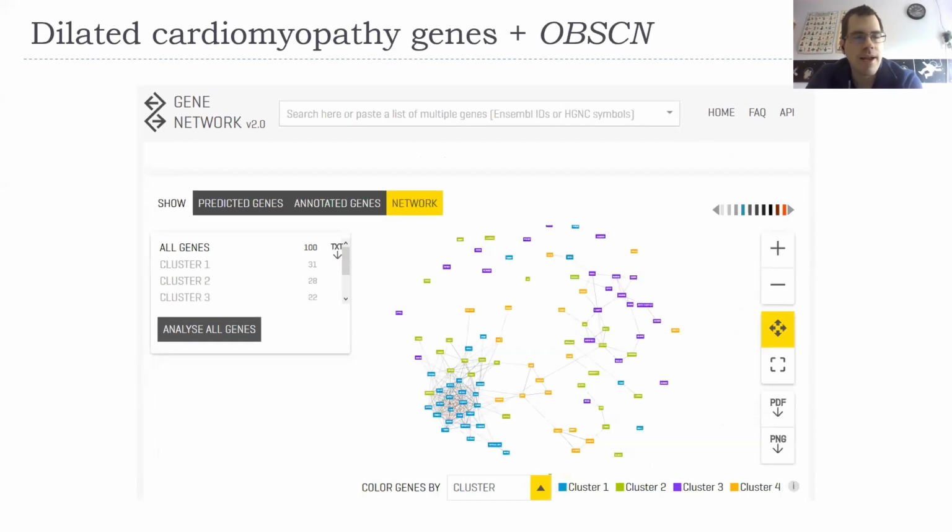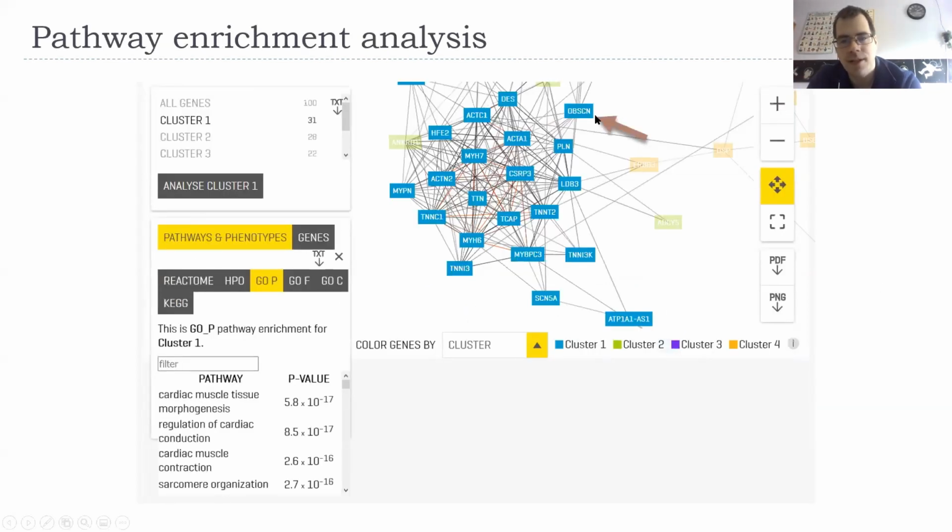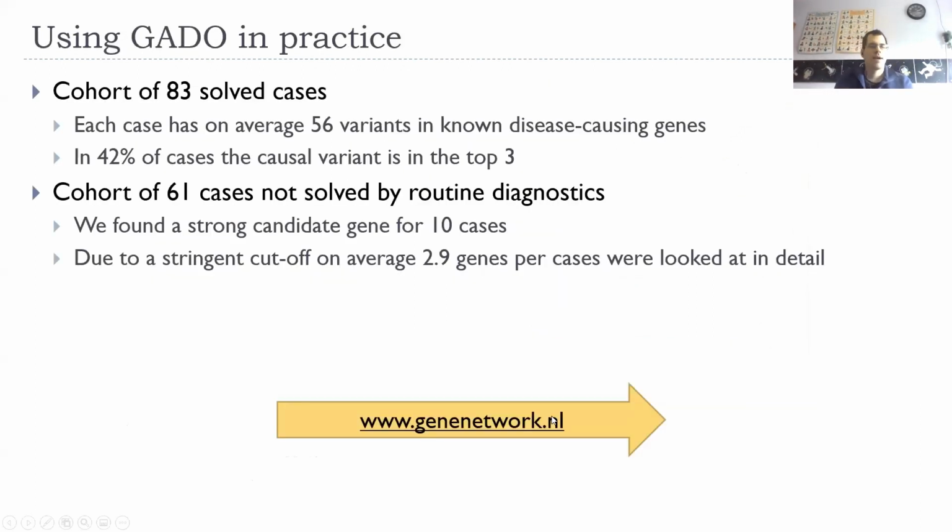We can then have a look at the known DCM genes and then also plug in the OBSCN gene in this plot. If we zoom in a bit, we see that this OBSCN gene is closely related to these other blue genes, which are made by an automated clustering. And this subset of genes is very important for cardiac muscle tissue morphogenesis. So this already gives you some clue, not only that this gene is being prioritized, but also why it's being prioritized for this specific phenotype, and how it could be relevant for your patient. So when we did this in practice, we used a cohort of 83 solved cases.